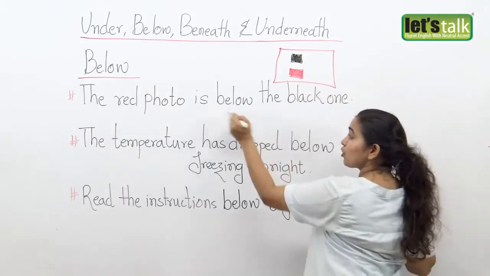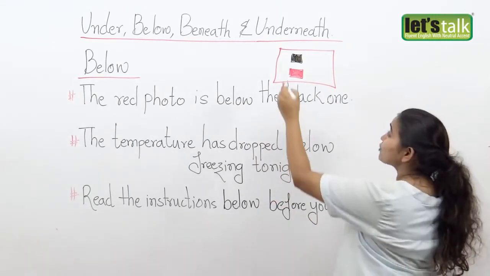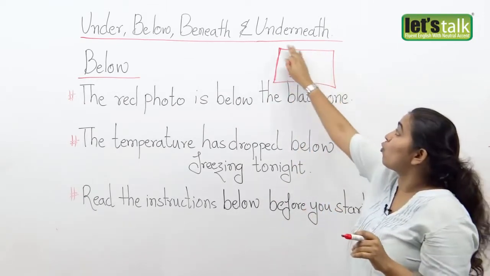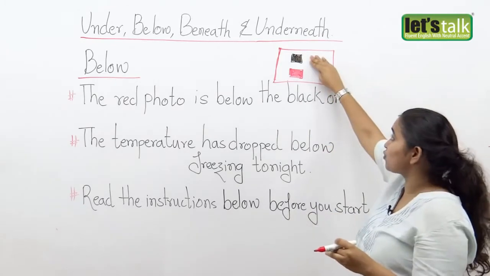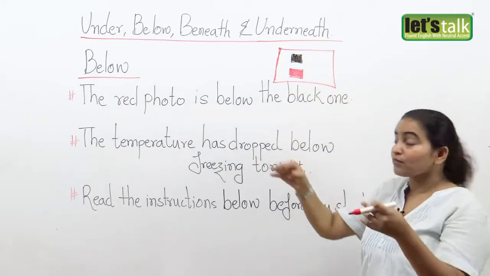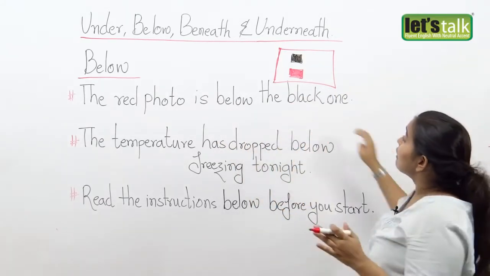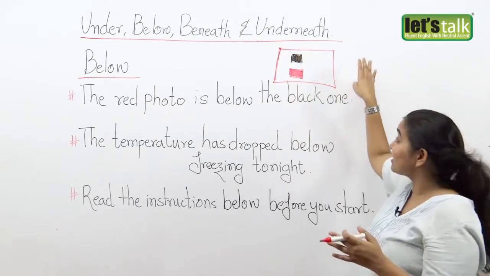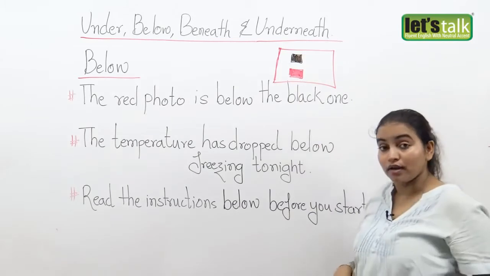But why do I use the word below and not under? Because I'm talking about two things which are on one plane surface. So if both these photos were on the blackboard, I would say the red photo is below the black one. If this was on a wall, I would again say the red photo is below the black one.